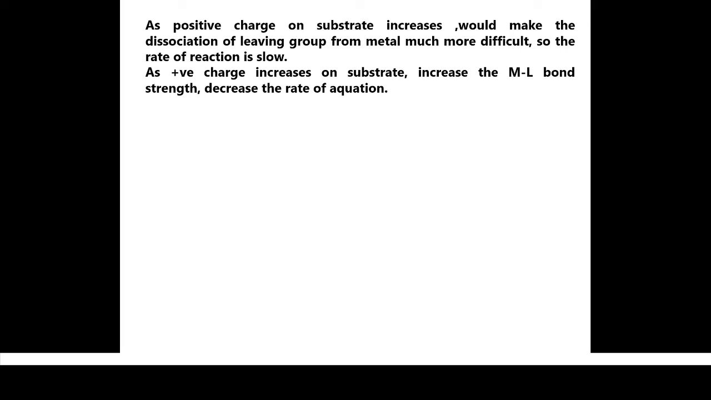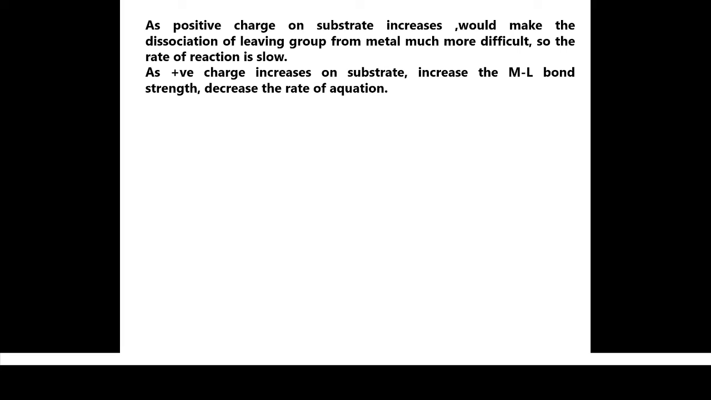What happened here? The first complex carries a +1 charge, the second complex carries a +2 charge. The first complex carries less positive charge as compared to the second. So the metal-ligand bond strength in the first complex is less as compared to the second one. The positive charge on the second substrate is more, so there is more metal-ligand bond strength, hence the rate of reaction decreases, because the dissociation of metal and ligand in the second complex is much more difficult because of charge.